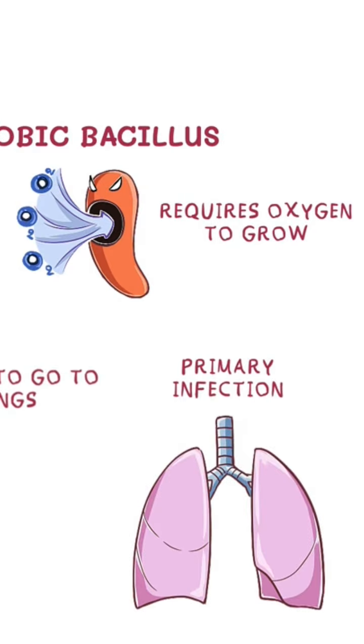Primary infection usually occurs in the lower or middle lobes of the lungs, while reactivated TB prefers the upper lobes, as it has a high VQ ratio. V stands for ventilation and Q stands for perfusion. This means there's a lot of extra O2 and ventilation present, and that is perfect for bugs like TB.